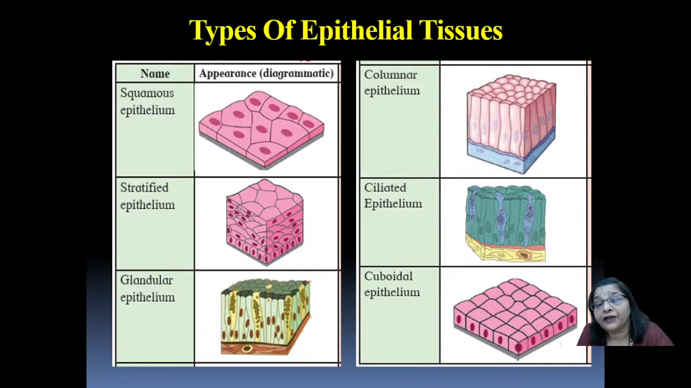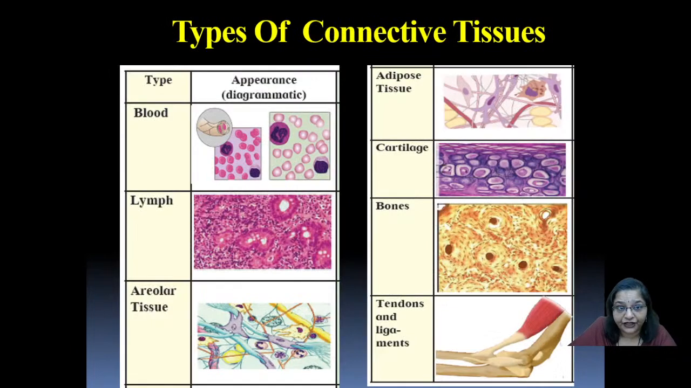We also saw different types of epithelial tissues, which are squamous epithelium, the stratified epithelium, the glandular epithelium, the columnar epithelium, and ciliated epithelium, and the cuboidal epithelium. These are the types of epithelial tissues. We learned the structure, function, and location of these tissues last session.